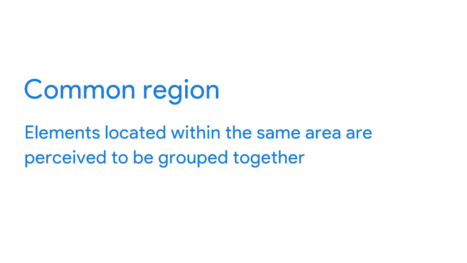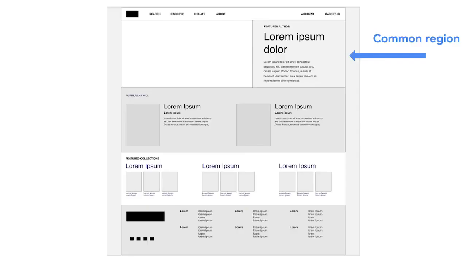Do you remember common region? The principle of common region states that elements located within the same area are perceived to be grouped together. Let's go back to the library website again and check out the featured author section at the top of the homepage. Within the featured author box is a header, title, and descriptor text. The border around the box indicates to users that this information is related.